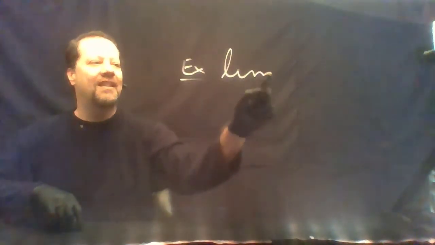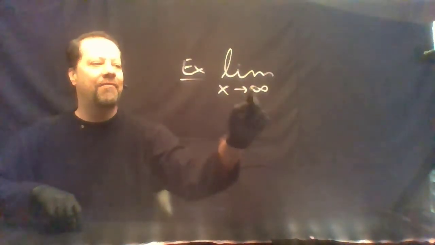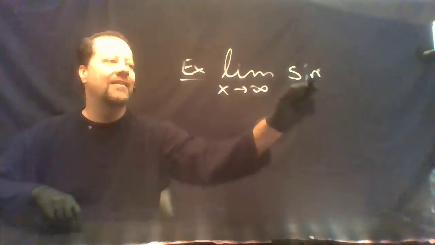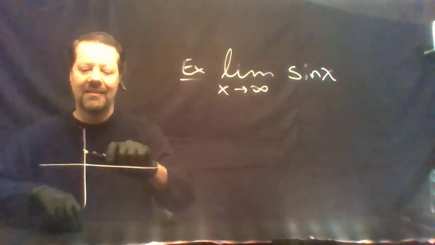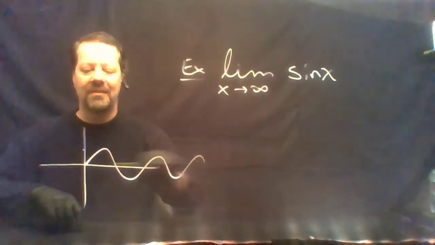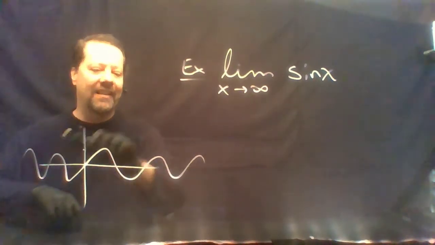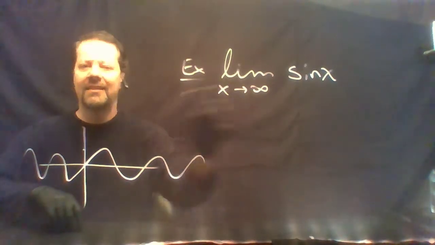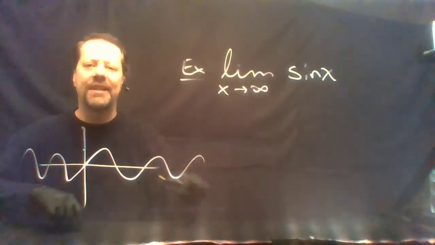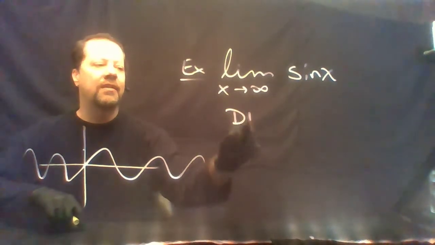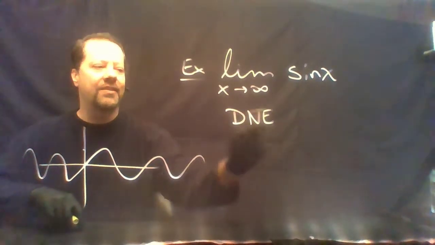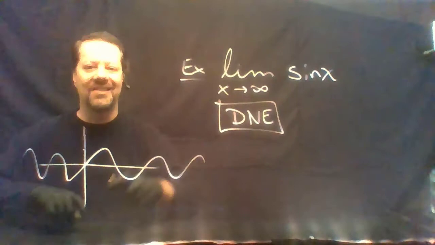What happens in the limit as x goes to infinity of just sine x? Well, sine x doesn't blow up, but it doesn't settle down on anything either. It's bounded, but it doesn't tend towards one particular value. It just keeps oscillating up and down. So this limit just does not exist.